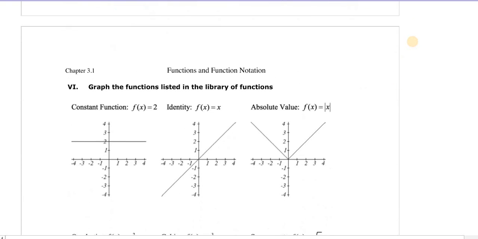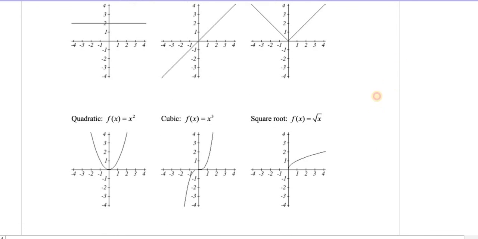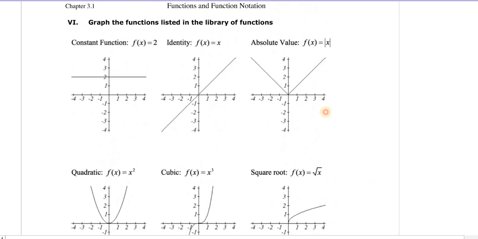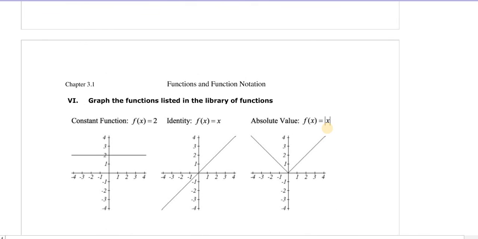You will notice that on the next page you'll have all of the parent functions. This is just for you to have. If you could remember all of these parent functions, that will be great. And you can practice translating these graphs of functions if you wish.